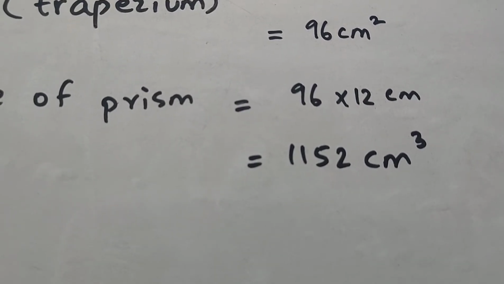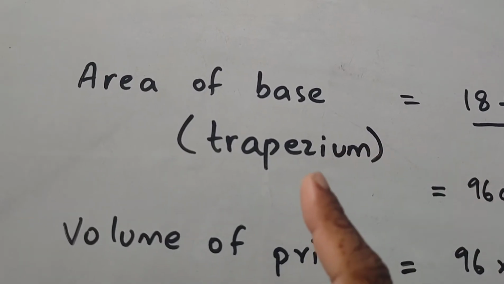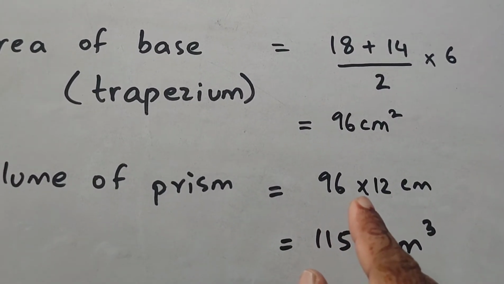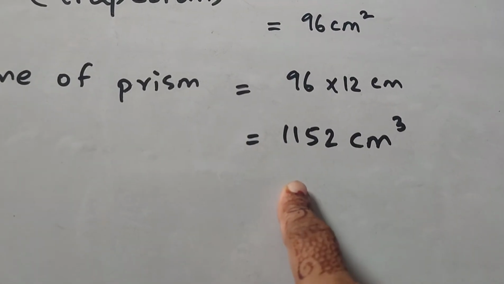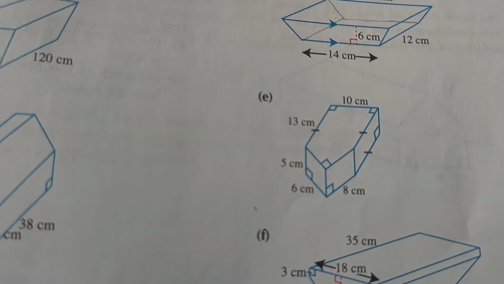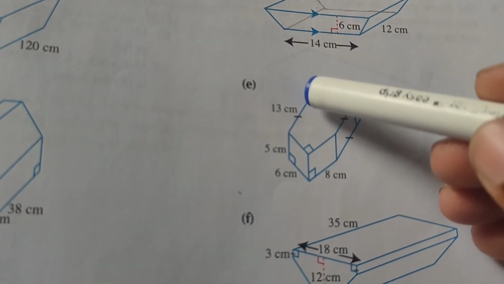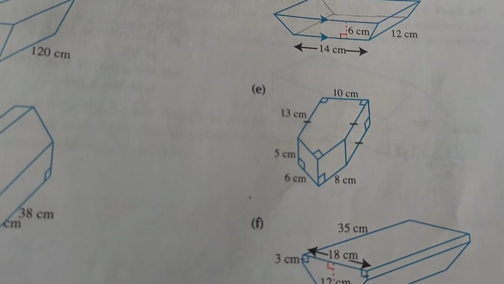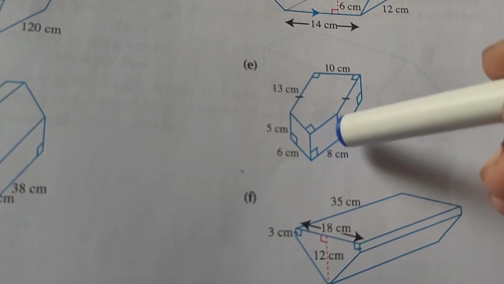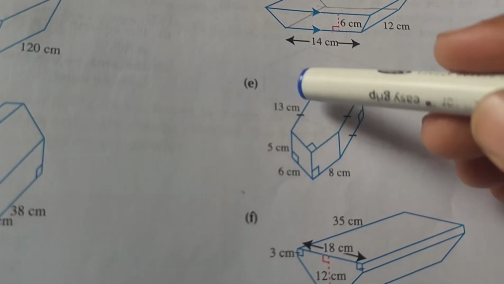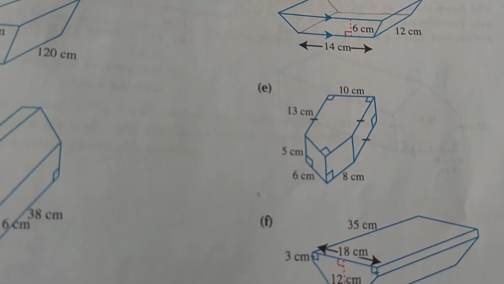So simple. You see, area of trapezium multiplied with the height gives the volume of prism. And now part E. Here we have a different sort of base where we have 5 sides, that is, it's a pentagonal base, and then a height of 5 centimeters, right? So first we are going to find out the area of this pentagon. Let's see how to find it.